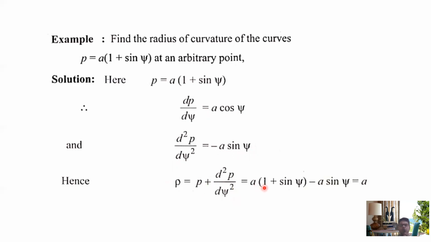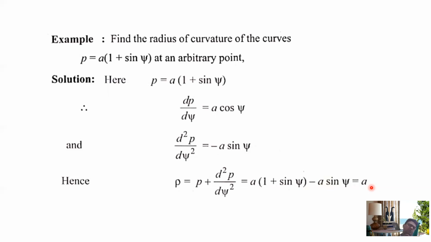A into 1 plus cos psi. What is d2P by d psi square? It is equal to minus A sin psi. So if I simplify A into 1 plus A sin psi minus A sin psi, ultimately your answer is A. So this is another form by which you can find the radius of curvature of the given curve.